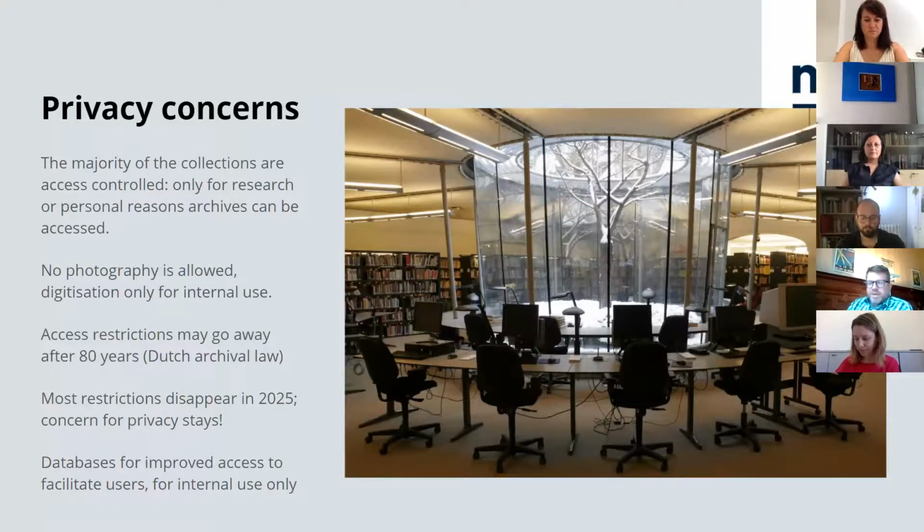This is, by the way, a picture of the reading rooms that we have. There's the library, and it's the rooms where there are computers where people can access the records, they can request the records.